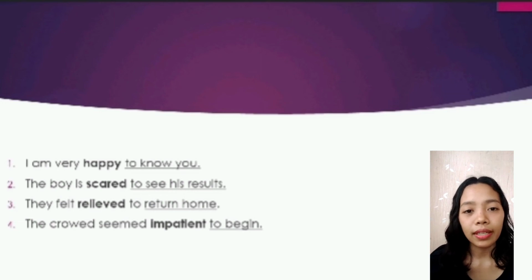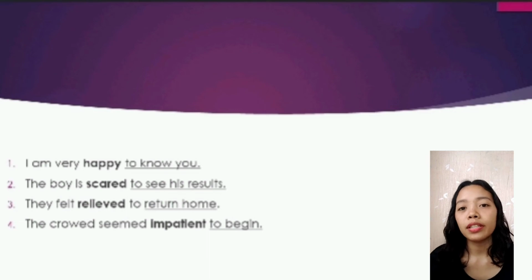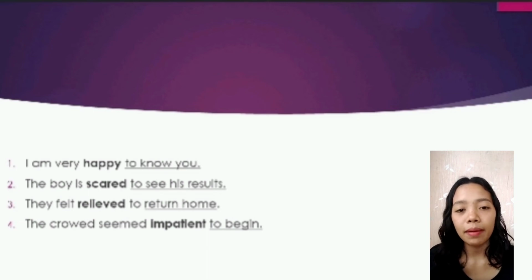Example number 3. They felt relieved to return home. To return home is the complement of the adjective relieved. Okay, example number 4. The crowd is impatient to begin. To begin is the complement of the adjective impatient. So that is infinitive phrases acting as an adjective complement.